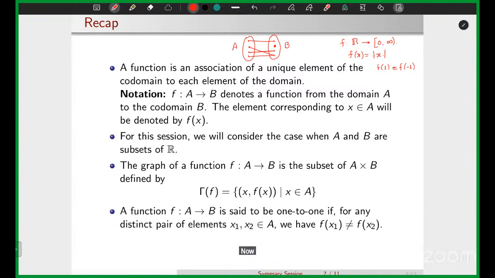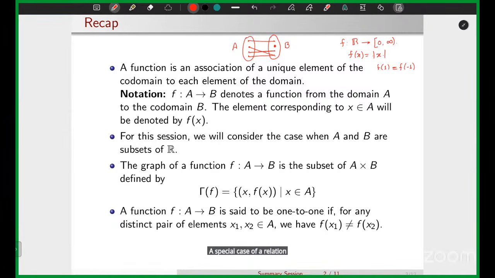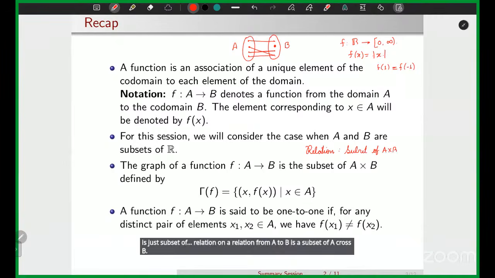Now, in such a case, we can draw the graph of the function. Remember that a function was also defined as a special case of a relation. So what was a relation? A relation from A to B is just a subset of A cross B, the Cartesian product.